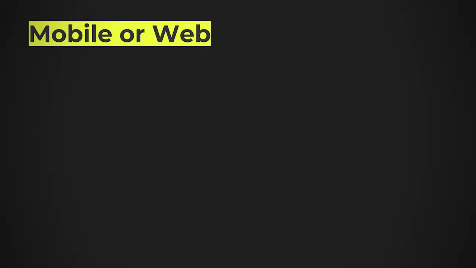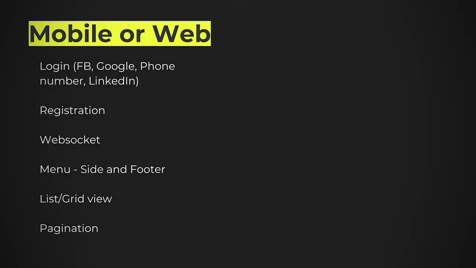As part of mobile and web components, we're going to create login as a component, where users will be enabled to log in through Facebook, Google, phone number, or LinkedIn. We are also going to create the complete registration or sign up process as a component. Another component we are going to create is WebSocket, which is basically going to enable the front end to talk to the corresponding APIs at the backend. We're also going to create side menu and footer menu, which you see in all the apps, as a component.